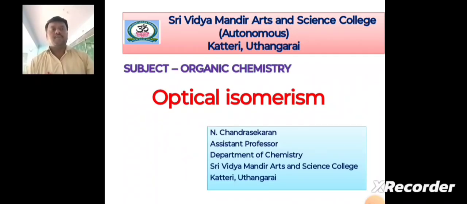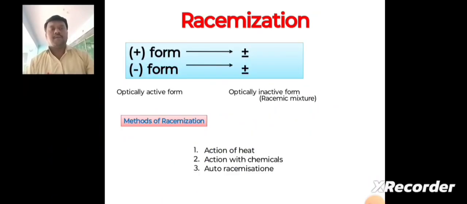In this video, I am going to explain some basic concepts in optical isomerism. We will see one by one. The first topic is racemization. Racemization is the process of converting an optically active form into an optically inactive racemic mixture.